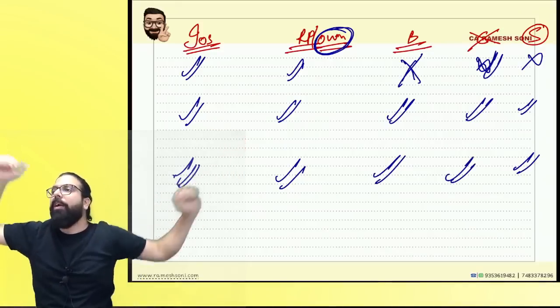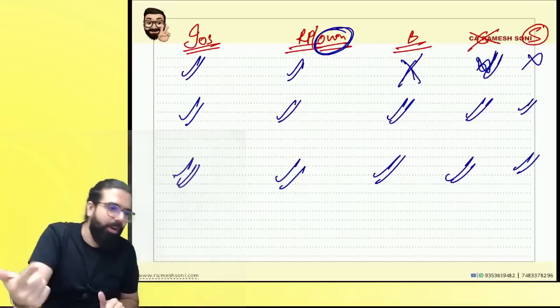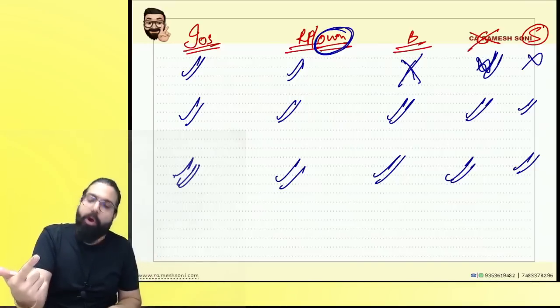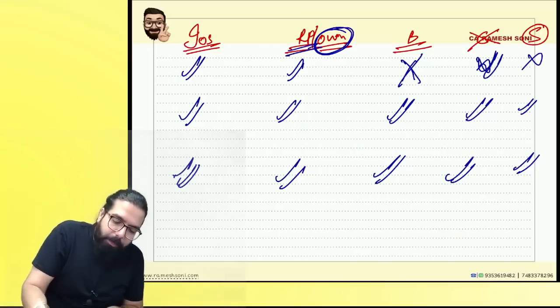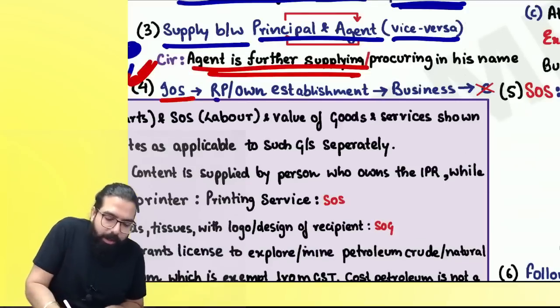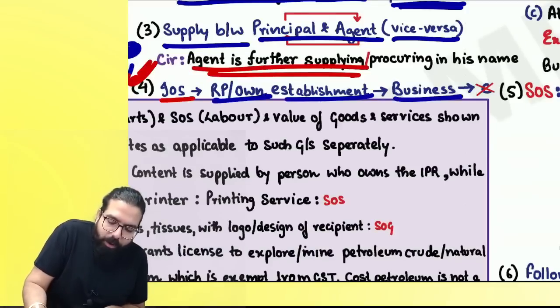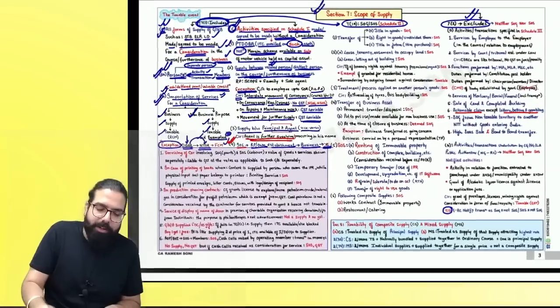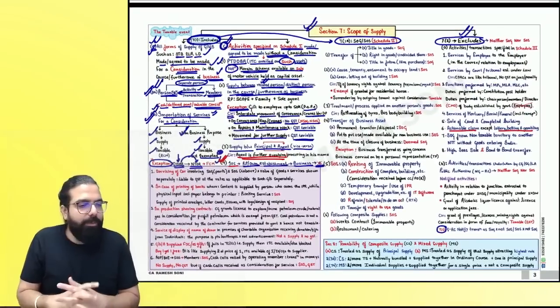Are we clear, everyone? Importation of service from an own establishment or related person in the course of business without consideration will also be considered as supply. Please come back, everyone. Related person, own establishment, in the course of business without consideration will also be considered as supply. People, tell me one thing. What did we understand till now?